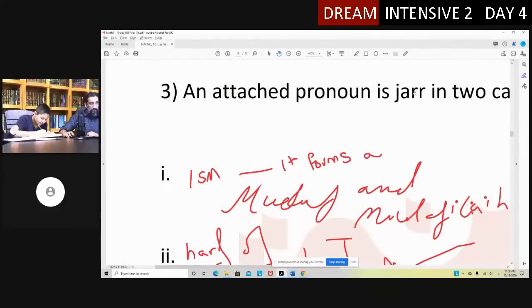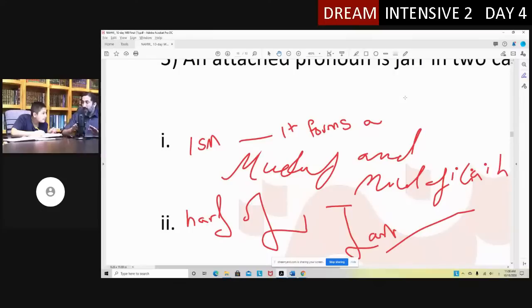It says an attached pronoun is jar in two cases. What two cases? Either it got beat up by an ism, and it became a mudaf ilayh, or it got beat up by a harf of jar. And if it got beat up by a harf of jar, it's got to be jar. What are the harf of jar?